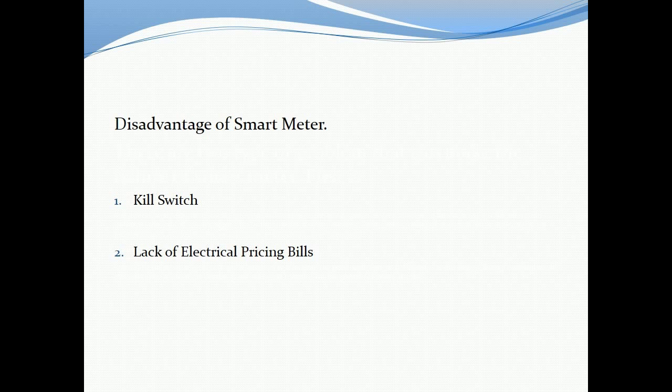Next is the disadvantage of smart meter. There are 2 types of problems that can cause the failure of smart meter. First is the kill switch. One of the major drawbacks to the user within the limits of the smart grid is the introduction of the kill switch. It is difficult for the utility to cut the electricity supply to the house. With the introduction of smart grids, a remote kill switch can access and immediately control the delivery of electricity to homes. And second is the lack of electrical pricing bills. One of the major smart grid concepts is intended to eliminate the peaks and troughs in demand for electricity. Energy companies will raise the price of electricity during peak hours and reduce it during periods of lower demand.